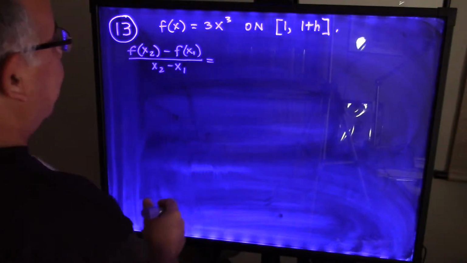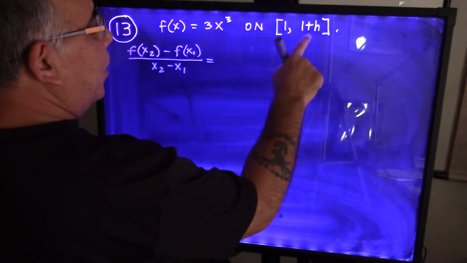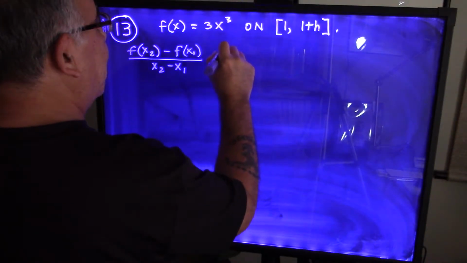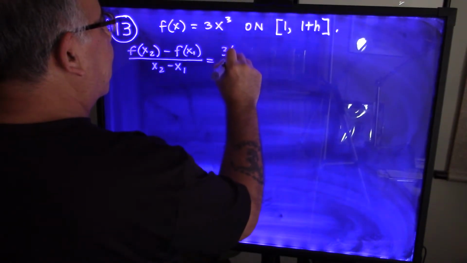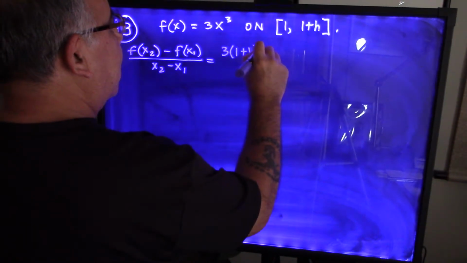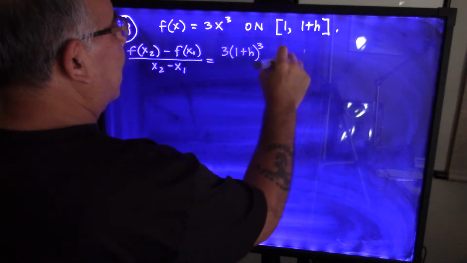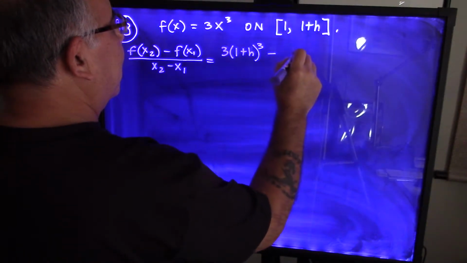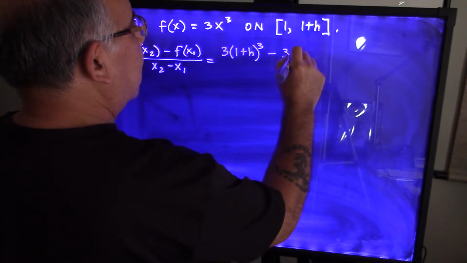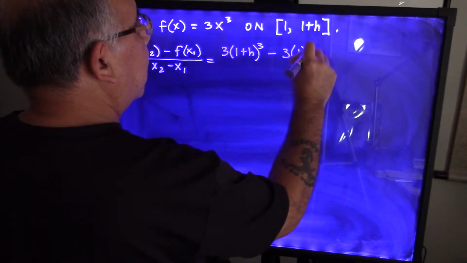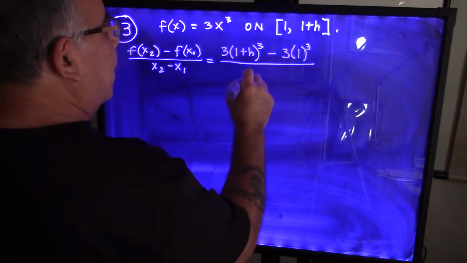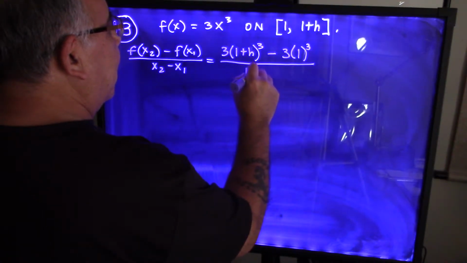equals. Alright, so you put x2, which is 1 plus h, into the x in the formula for f of x2. So you got 3 times 1 plus h, quantity cubed, minus f of x1. So that's f of 1. So minus 3 times 1 cubed, all over x2 minus x1, 1 plus h minus 1.